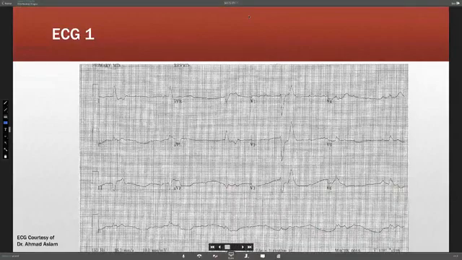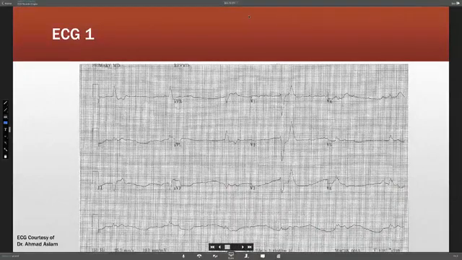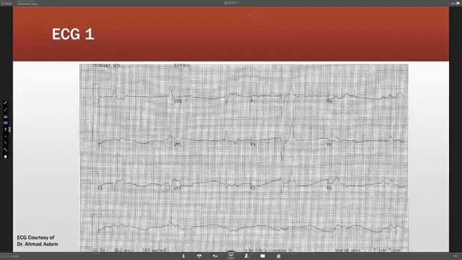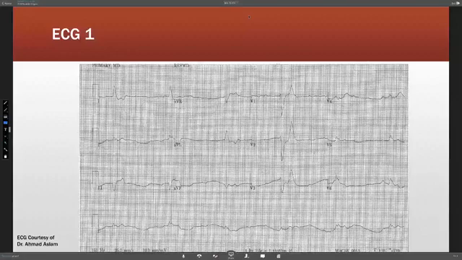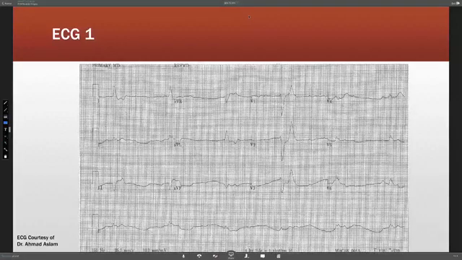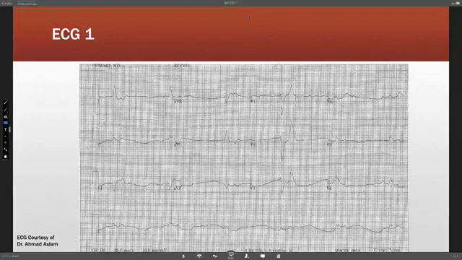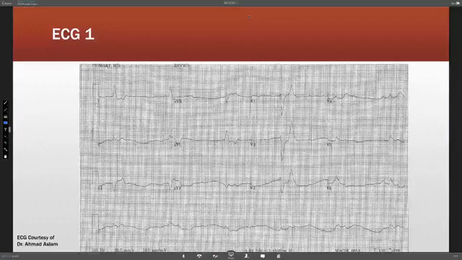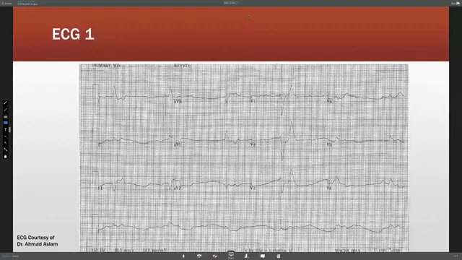So ECG number one. I'll give you a few seconds, maybe about 20-30 seconds, just to go over the EKG, and then I'll go over the options. There's going to be four different choices, and I'll go back to the EKG so you can take one more look, and then please type in the answer in the chat box on Facebook.